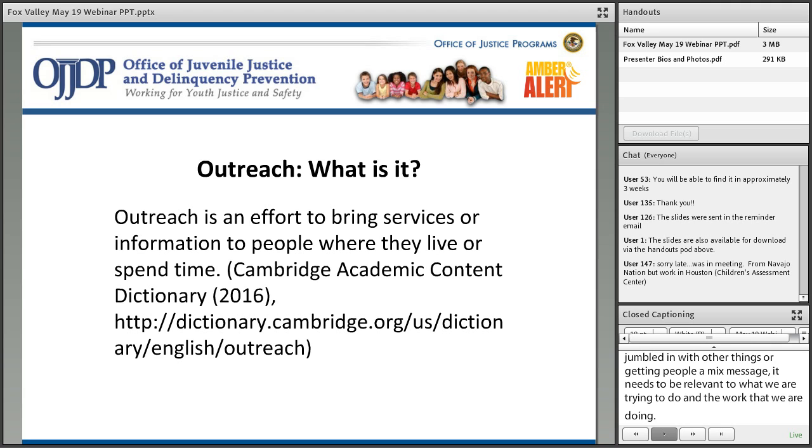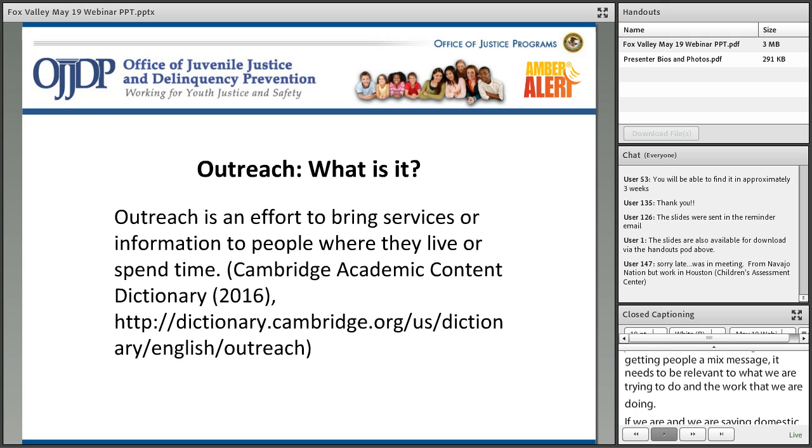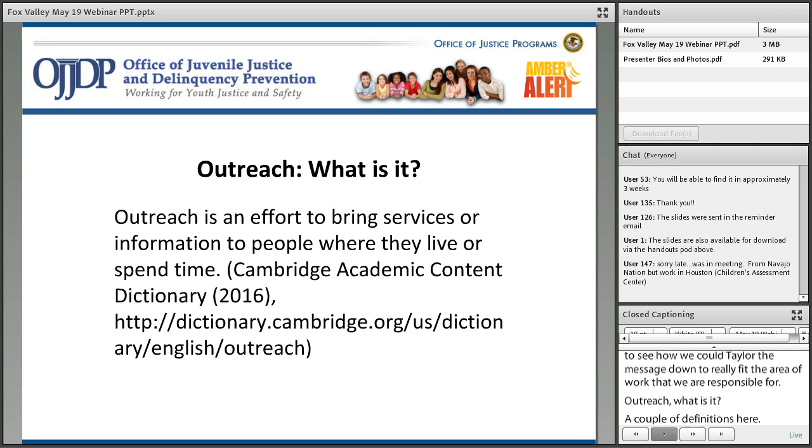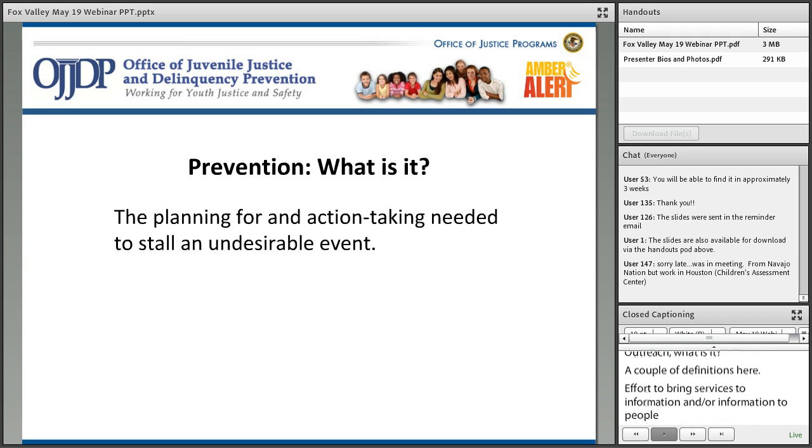Outreach, what is it? A couple of definitions here. Effort to bring services to information or information to people where they live or spend time. Outreach isn't defined as intervention or prevention. What is prevention? Prevention is the planning for and taking action needed to stall an undesirable event. It's taking a possible trend that you might be seeing in your line of work and doing whatever you can to prevent it from getting to a level where you're going to need some really high intervention of any kind.